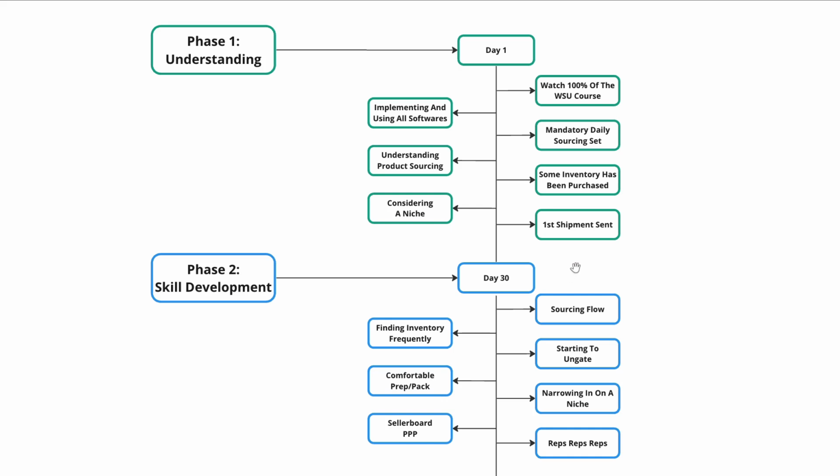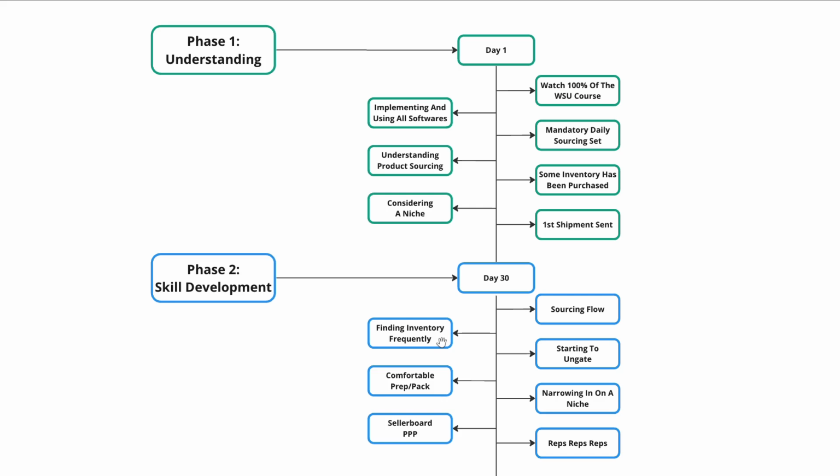Once you get into sourcing flow and you understand how to product source, you're going to be finding inventory more frequently. It is all part of the skill development process. So as long as you're developing those skills, it will get easier and easier and easier, assuming you're sourcing every single day. If you source really hard for week 1 and then you don't source at all, you're never going to get here where you're finding inventory more frequently. You're just going to be one of those people who failed and then says it doesn't work because they couldn't make it work.